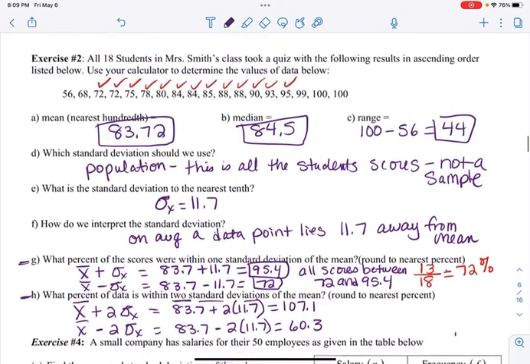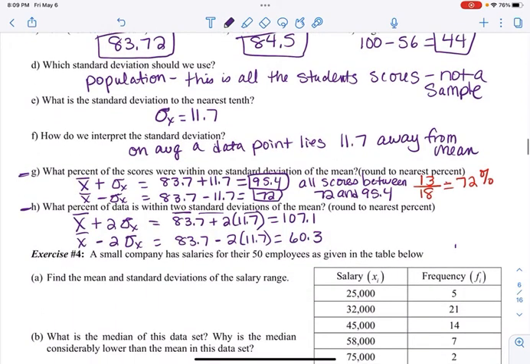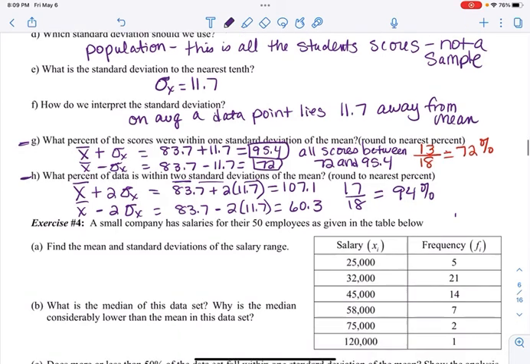All right, so let's go up here. All the scores that are between 60.3. All right, so 68, 67. All right, so I'm checking them all off in purple now. Basically, it's all of them except for the first one. 56 does not fall within 2 standard deviations of the mean. So 17 out of 18, and if I do that in my calculator, that's 94%. 94% of the scores of the data falls within 2 standard deviations. So that's what we're going to continue with on Monday.